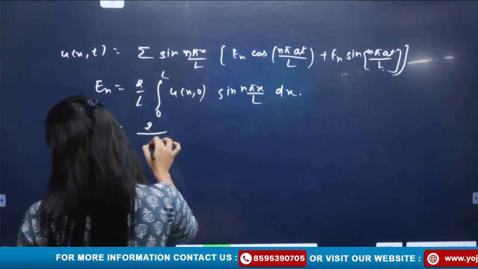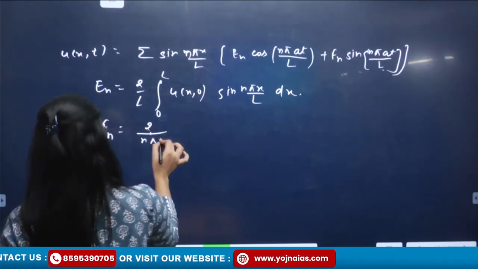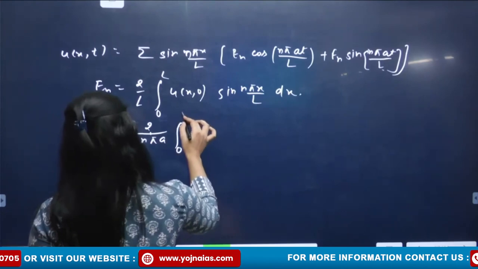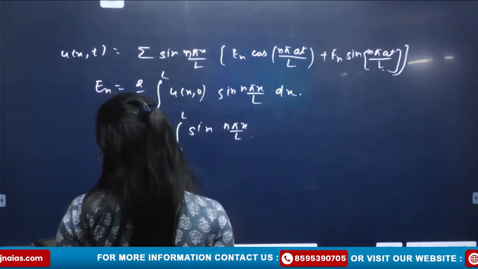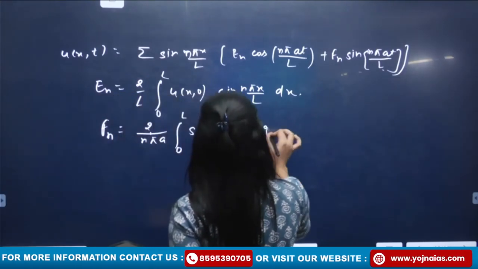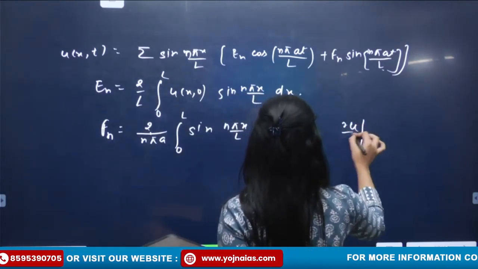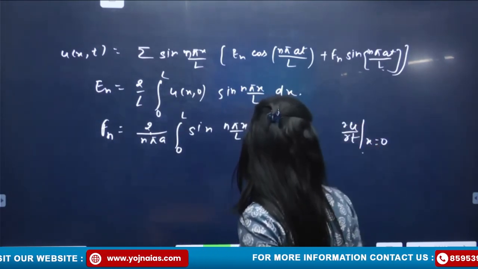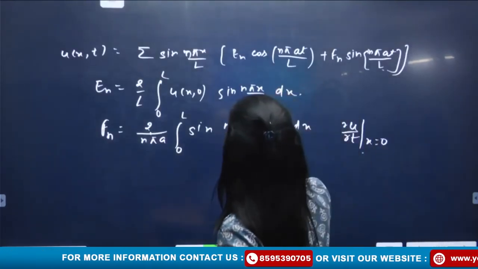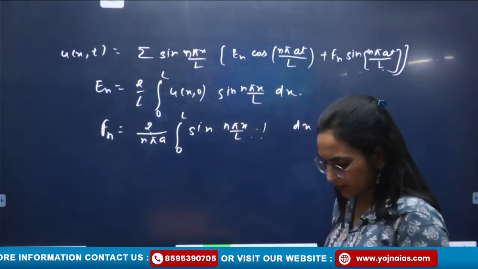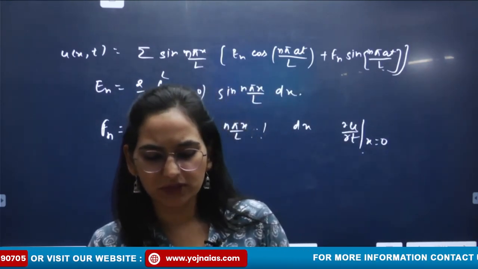F_n = (2/L) × (L/(nπa)) ∫ from 0 to L of sin(nπx/L) g(x) dx, where g(x) is what? g(x) is ∂u/∂t at t = 0. In this question, ∂u/∂t is equal to 1. So this will become 1 here, and now calculate this and then you will get the final solution. This is a direct question from the wave equation, first degree wave equation.